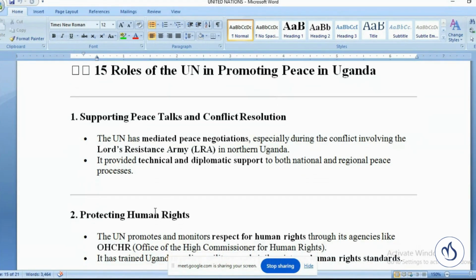So UN helps in conflict resolution. It assisted the country, funded, to see that it fights Kwena and Joseph Kony, who he doesn't know where he is now. So we no longer have wars in Uganda simply because UN assists. That's hence promoting peace.